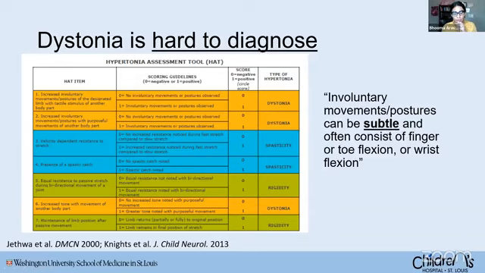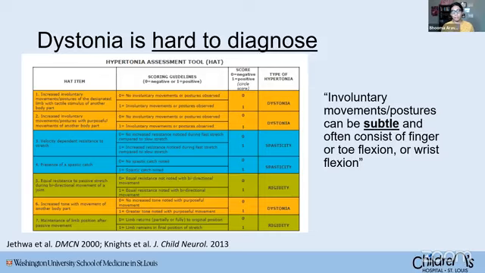But the problem here is that in the clinic room, when you're trying to do these maneuvers, this evidence of overflow can be very subtle. So you really have to keep an eye on it, and you have to do these maneuvers with the express purpose of not looking at the stimulated limb.